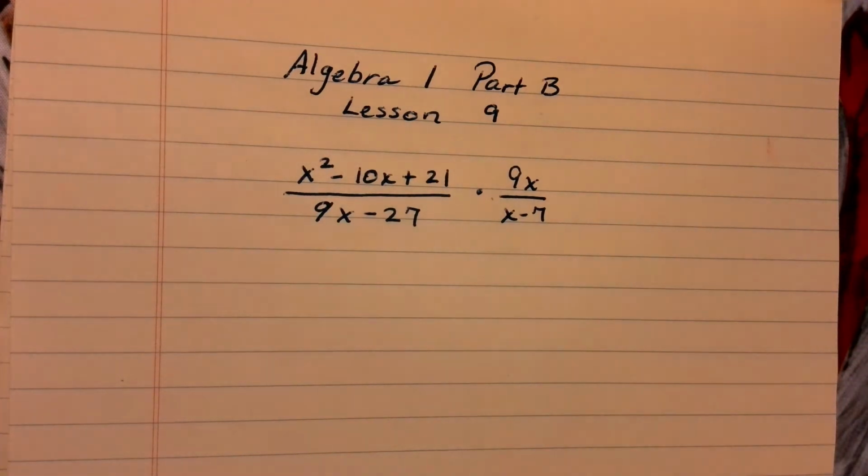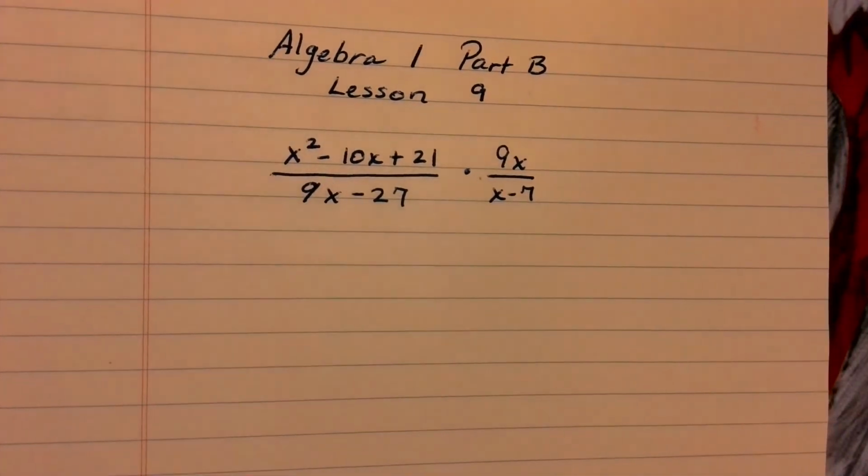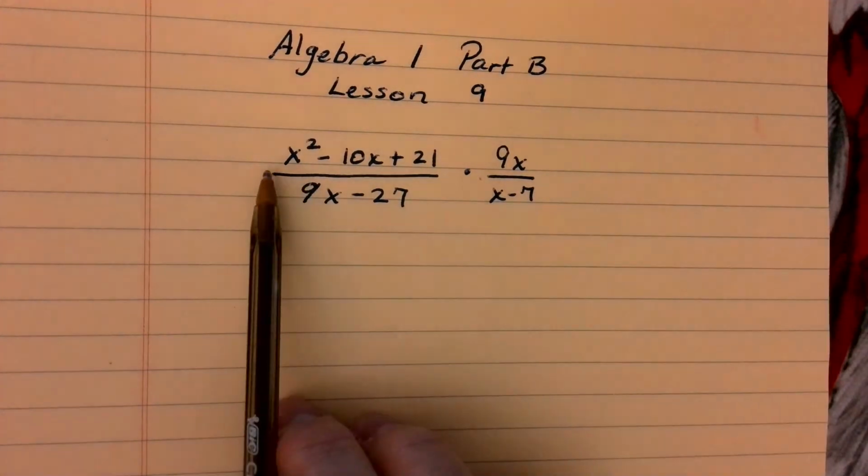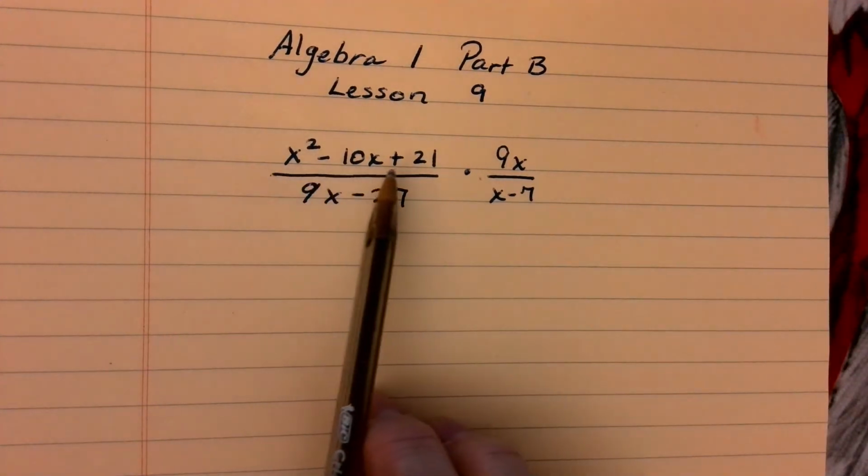What we showed you in the lesson was how to do some cross-cancellation to help you simplify the problem easier. So that's what we're going to do in this. We're going to factor what we can factor, cancel out what we can cancel, and then multiply what is left. So that's the process. So let's take a look at the numerator of the first term here.